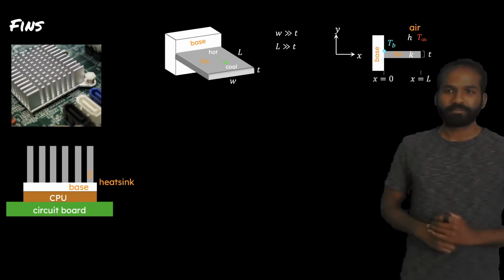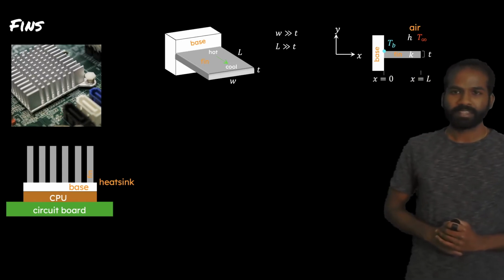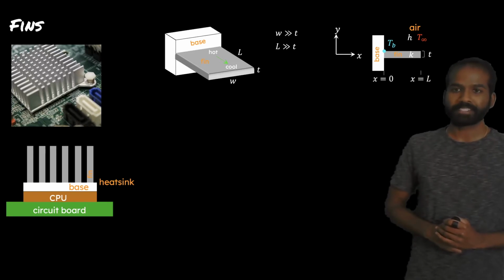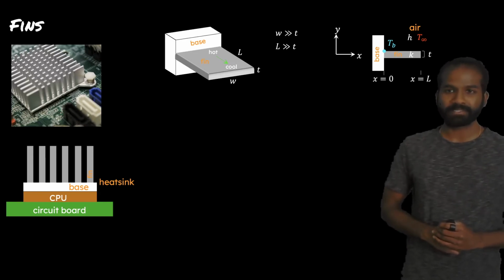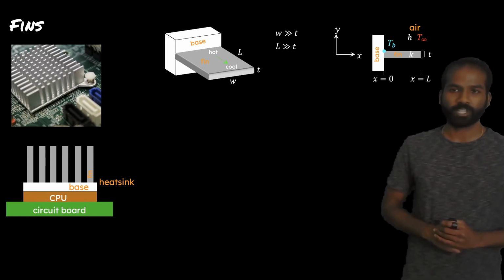We can look at this same fin now from a side view. Here, we are emphasizing that the fin goes from x equals 0 to x equals L. It has a thermal conductivity of k. It has a temperature of T sub B at the base. And the air surrounding the fin has a temperature of T infinity in the bulk and a heat transfer coefficient of h.